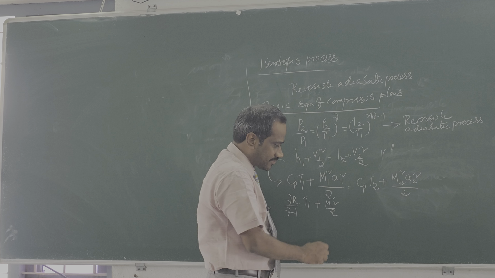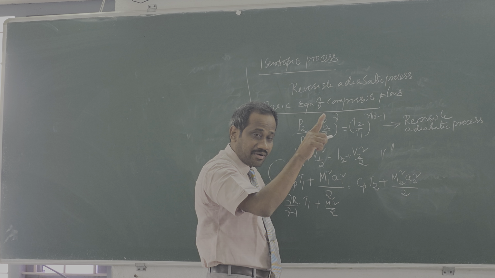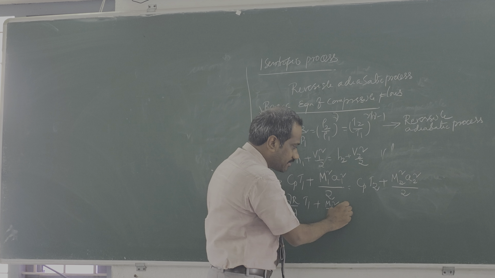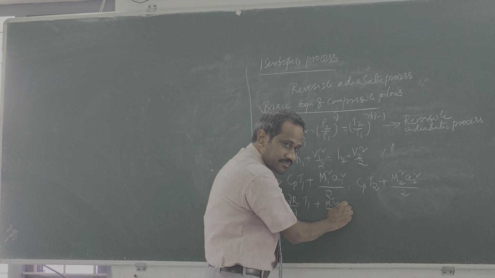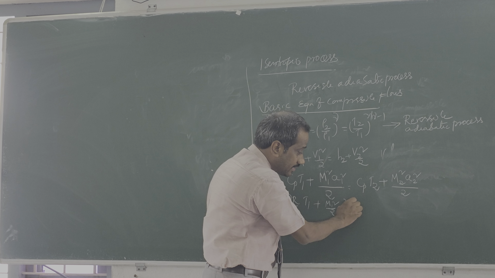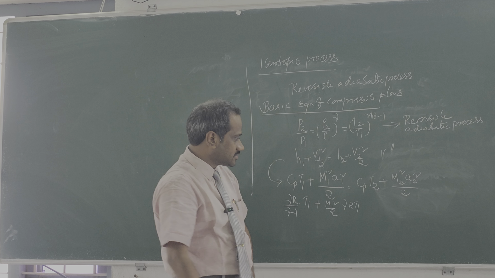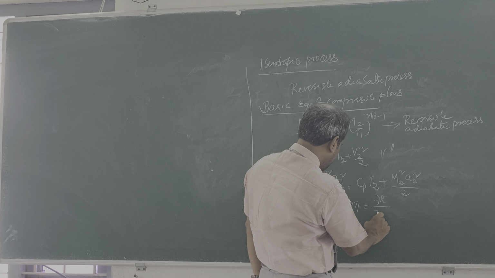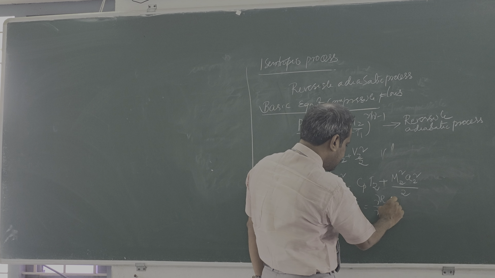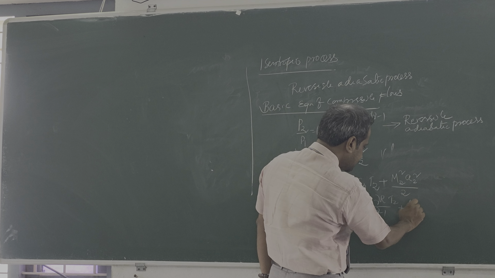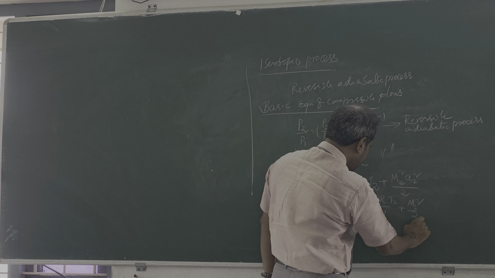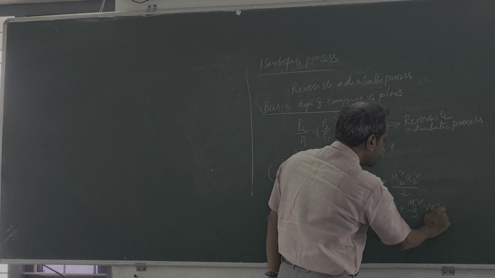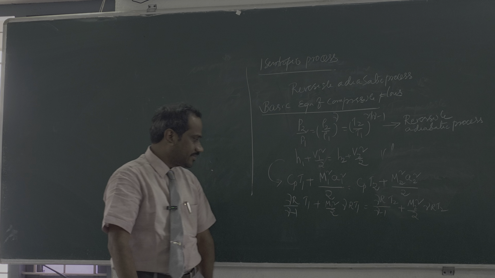What is A1 square? A1 is equal to square root of gamma r T1. So A1 square is gamma r T1. This gives gamma r by gamma minus 1 T1 plus M1 square by 2 gamma r T1 is equal to gamma r by gamma minus 1 T2 plus M2 square by 2 gamma r T2. Fine.